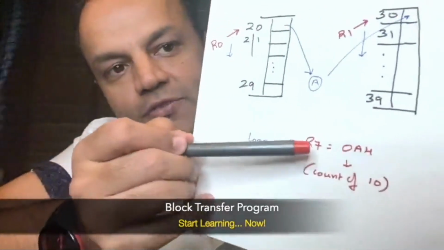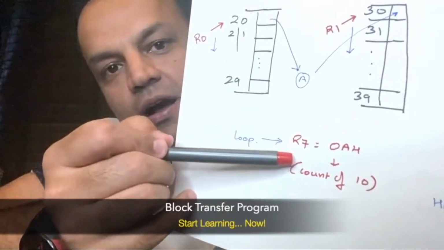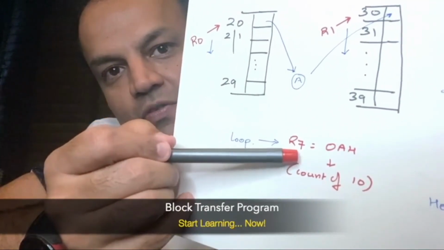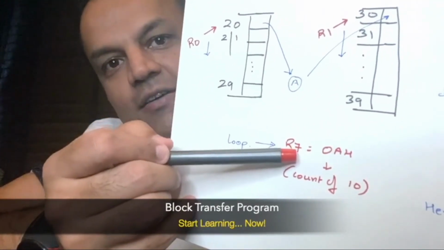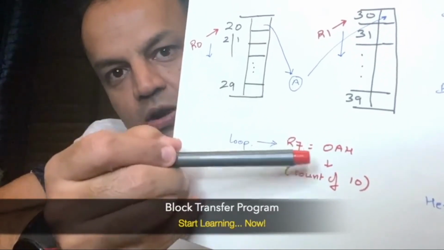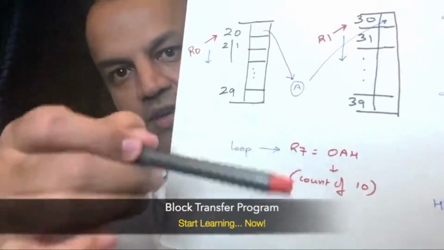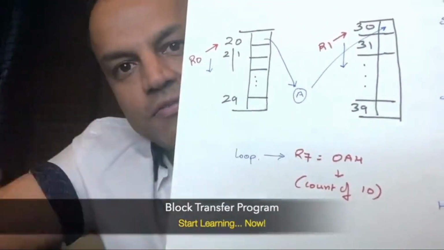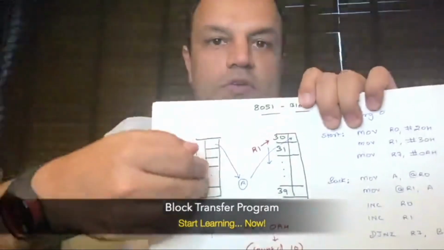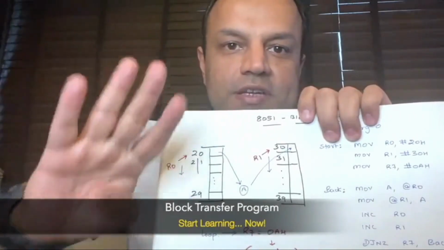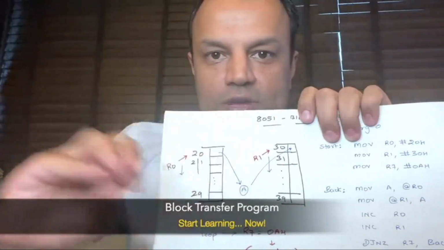So for that, there has to be a count. We will keep the count in a register like R7. We have kept a count of 10 in a register like R7. Are you clear? So that's your count. Every iteration will decrement R7 and will break the loop when R7 becomes 0. So given a count of 10, 9, 8, 7, 6, 5, 4, 3, 2, 1, 0, you'll get exact 10 iterations.